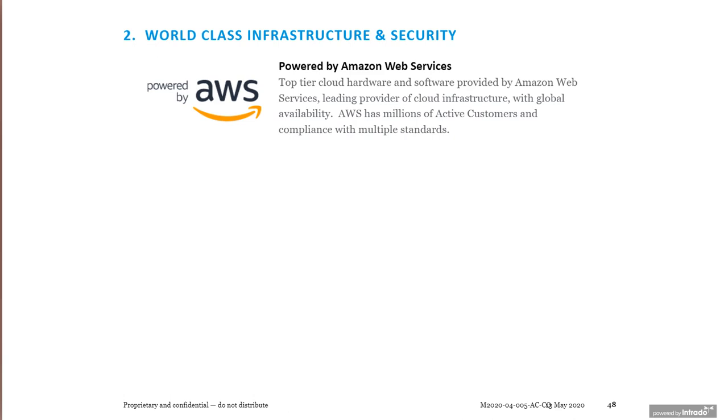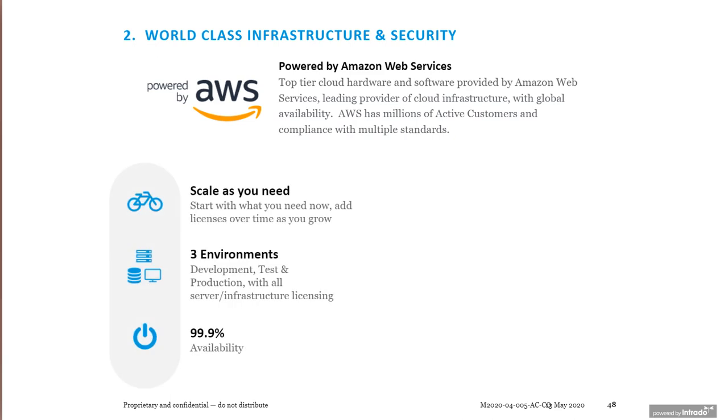Now, the second reason why we believe that Abbott Informatics is the right partner for your hosting needs is that we have world-class infrastructure and security. We start out with our underlying infrastructure being powered by Amazon Web Services, who is the leading cloud provider in the world. And on top of that, we provide the capacity for you to be able to scale as you need. So you're able to start with what you need now and add licenses over time as you grow. In addition, for our organizations, we provide 3 environments: a development, test, and production, so that you're able to mitigate any kind of risk that may come out in moving your code from development and moving it through into a fully production environment.